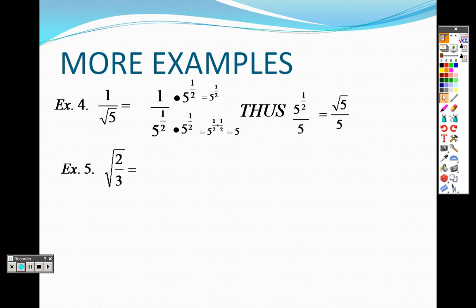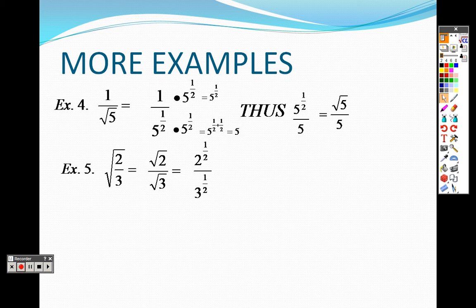Square root of 2 over the square root of 3. Well, according to our rules, I can rewrite that as the square root of 2 over the square root of 3. Then I can rewrite those roots as 2 to the half over 3 to the half. Well, I need to multiply to get that half out of the bottom. I can't have that fraction there in the bottom.